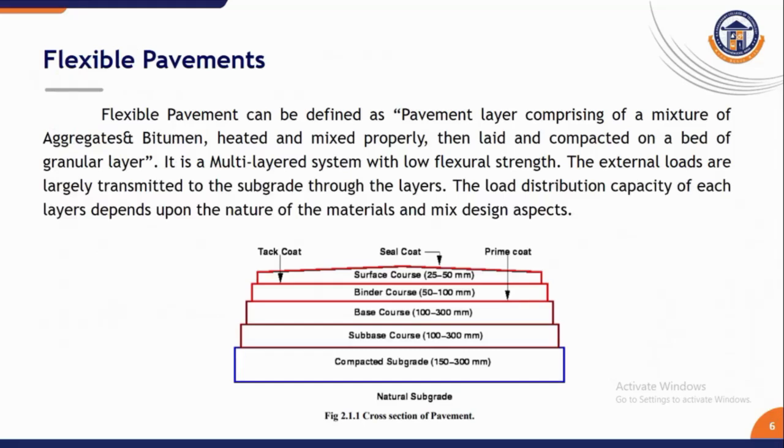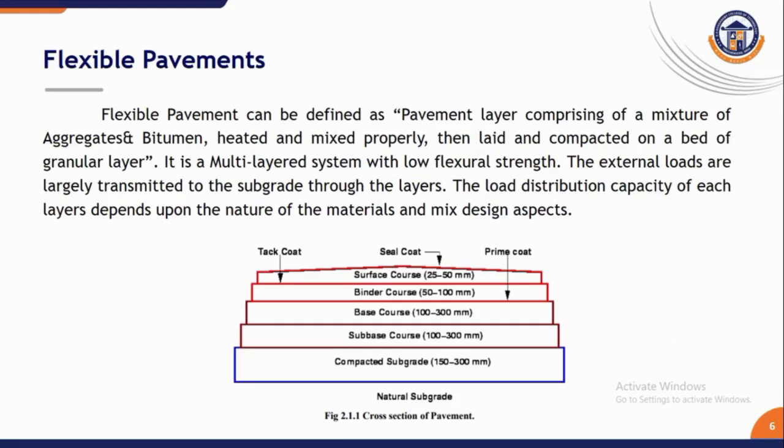Here is the flexible pavement and this is a cross section of the pavement. Flexible pavements are constructed using multiple layers made from aggregate and bitumen. These materials are heated, mixed, laid on a granular base and compacted. The structure is flexible with a low flexural strength, and load distribution occurs gradually through each layer. The efficiency of each layer in transmitting load depends on the material used and the quality of the mix proportions.